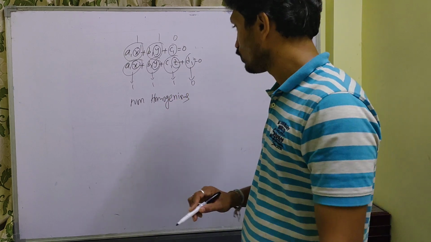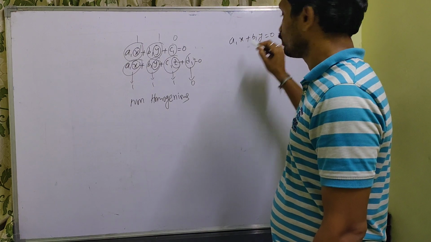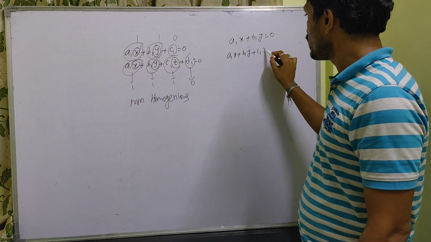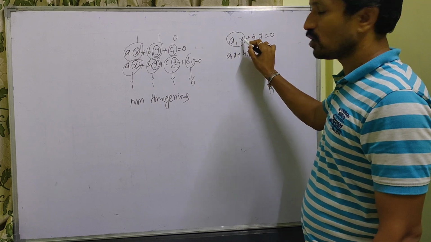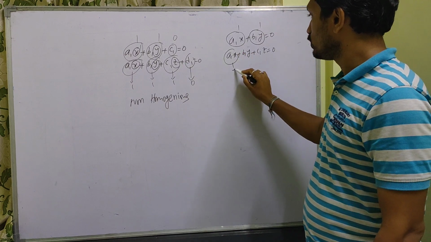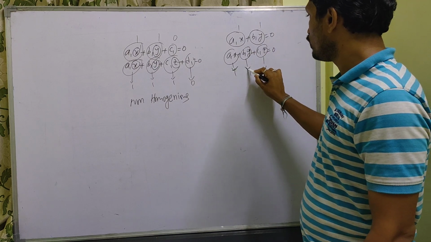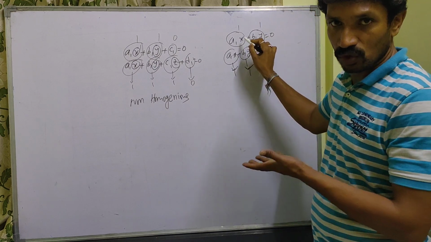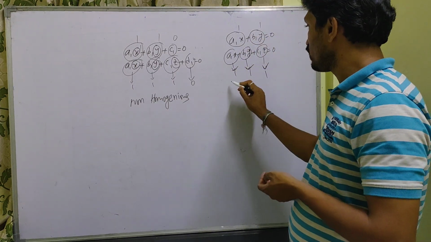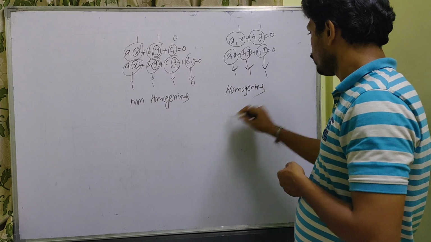Suppose you take a1x plus b1y is equal to 0, and a1x plus b1y plus c1z is equal to 0. Because of x, the degree is 1, because of y, the degree is 1, and so on. Here all the degrees are equal, whether two terms or three terms. So equations like these are called homogeneous equations.